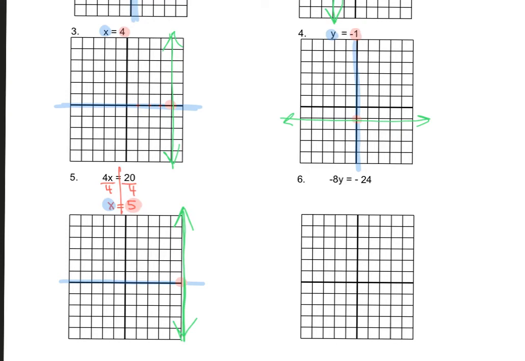Similarly, number 6, we can't have that -8 attached to the y. We're going to divide both sides by -8. We're going to get y equals +3, because a negative divided by a negative is a positive. What axis does it slice through? The y. Where does it happen? +3. What does that look like? A horizontal line slicing through the y-axis at +3.